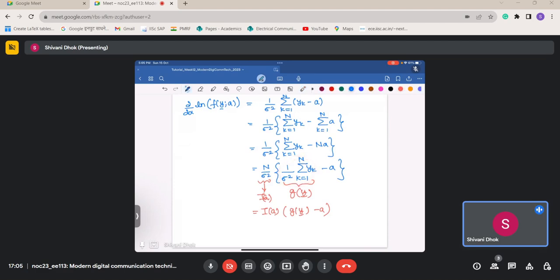So this A hat will be equal to 1 by sigma square summation k running from 1 to capital N yk, and this will have your MSE equal to 1 by I of A, that is sigma square by N. Since it achieves your Cramer Rao Lower Bound, since it achieves your CRLB, this is an efficient estimate.